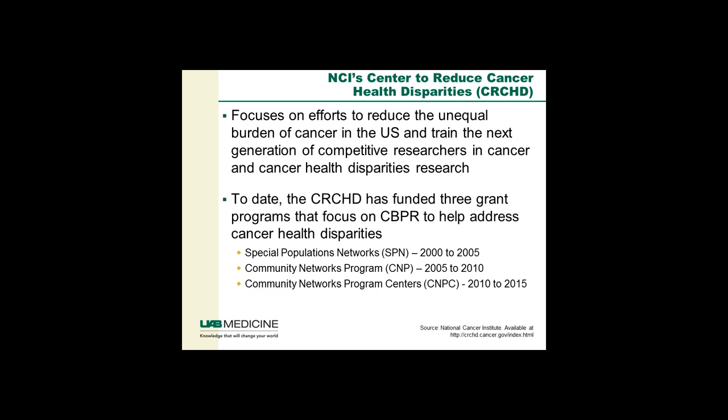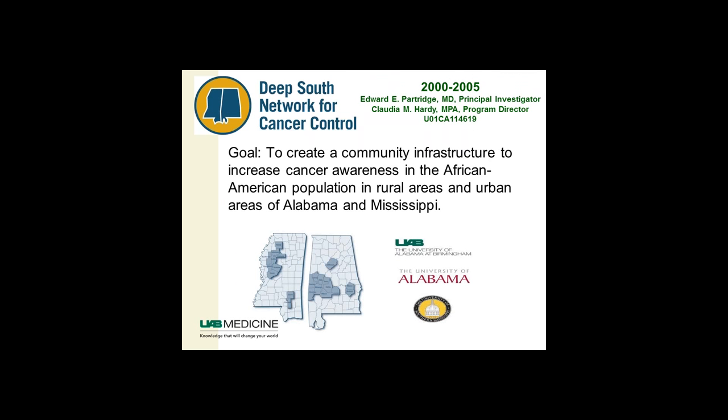To date, that CRCHD, in addition to funding R01s and other traditional funding mechanisms, has funded three very large grant programs that focus exclusively on CBPR. The first one was the Special Populations Network, or SPN, which was from 2000 to 2005. Following that, they went to the Community Networks Program from 2005 to 2010, and then currently they have the Community Networks Program Centers from 2010 to 2015. And so we've been quite fortunate here at UAB. We've been a recipient of all three of those initiatives, and that's the Deep South Network for Cancer Control.